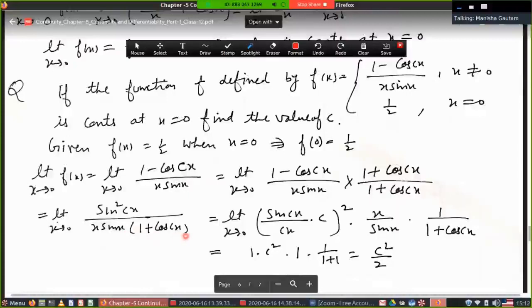Now, sin square cx can be written as sin cx upon cx into c, whole square. And the one x goes outside of this, that is x upon sin x. And this is 1 upon 1 plus cos cx. Now apply the limit. This becomes 1, because when x tends to 0, then cx also tends towards 0. So sin cx upon cx will be 1 into c. This is c square into 1 upon 1 plus 1. That is c square upon 2.